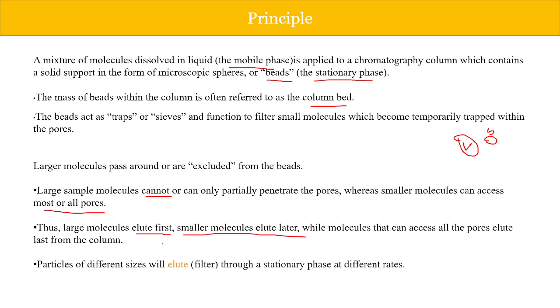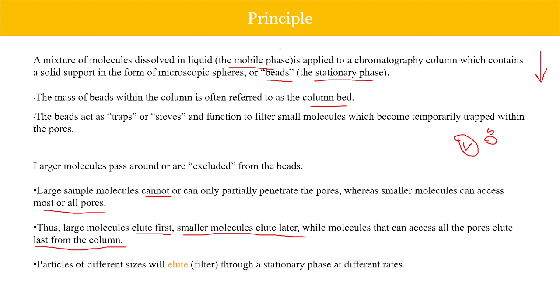So the larger molecules elute faster, the smaller molecules elute later, while the molecules that can access all the pores elute last from the column. If there are some molecules which can enter all the pores, they will be taking a longer path. See, like this is the white portion. The larger molecule can just enter and be done.